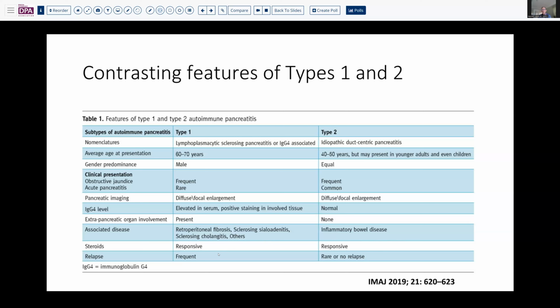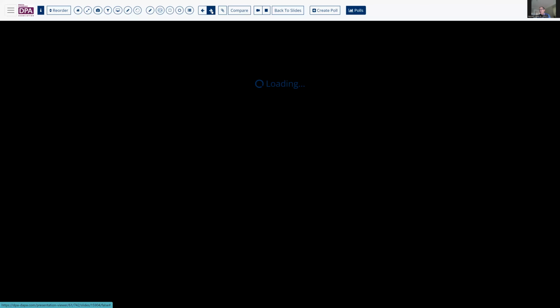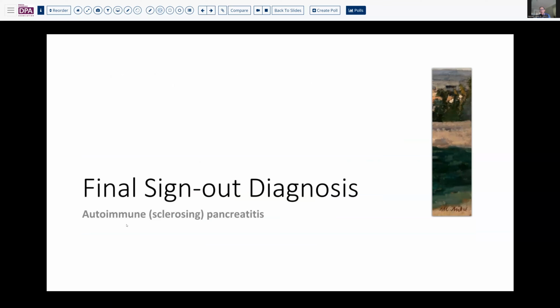Both of these entities do respond to steroids, and hence the importance of discovering or at least considering this diagnosis preoperatively. And this is the key reason for this presentation today, so that you become aware of this entity and can potentially think of that when the time comes. So our final sign-out diagnosis is autoimmune lymphoplasmacytic IgG4-related sclerosing pancreatitis. And I hope that will alert you to the possibility.